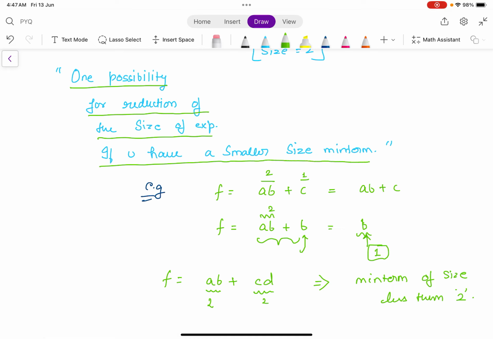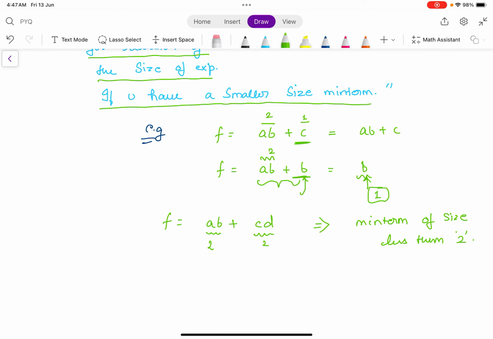So there is only one possibility of reduction of the size of the expression: if you have a smaller size minterm. So there is one smaller size minterm, so there is a possibility. I said possibility, so it is not necessarily that it will reduce the size, but there is a possibility. See, this minterm reduces the size of this minterm. But in this there is no minterm which is of size less than 2, so there is no possibility that the minterm size of these two can be reduced further.